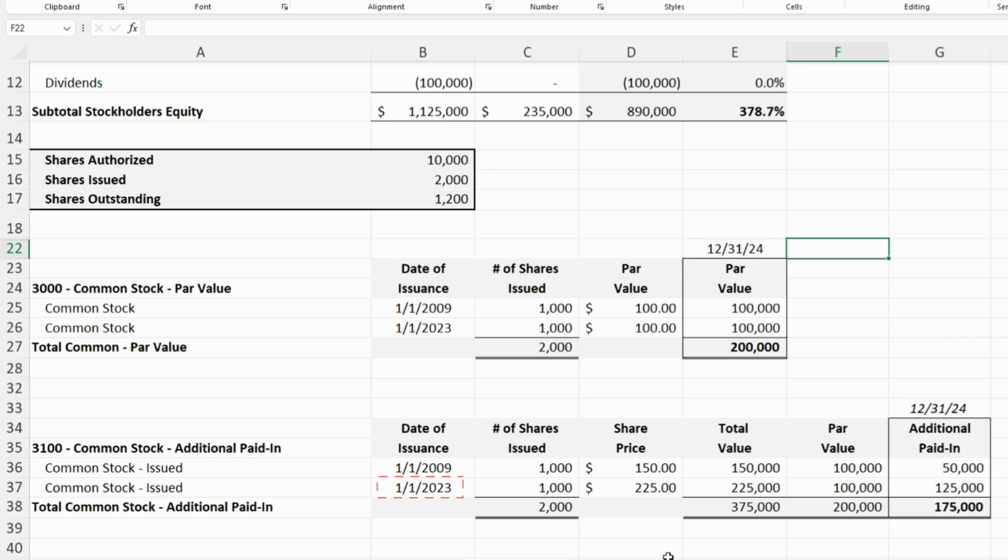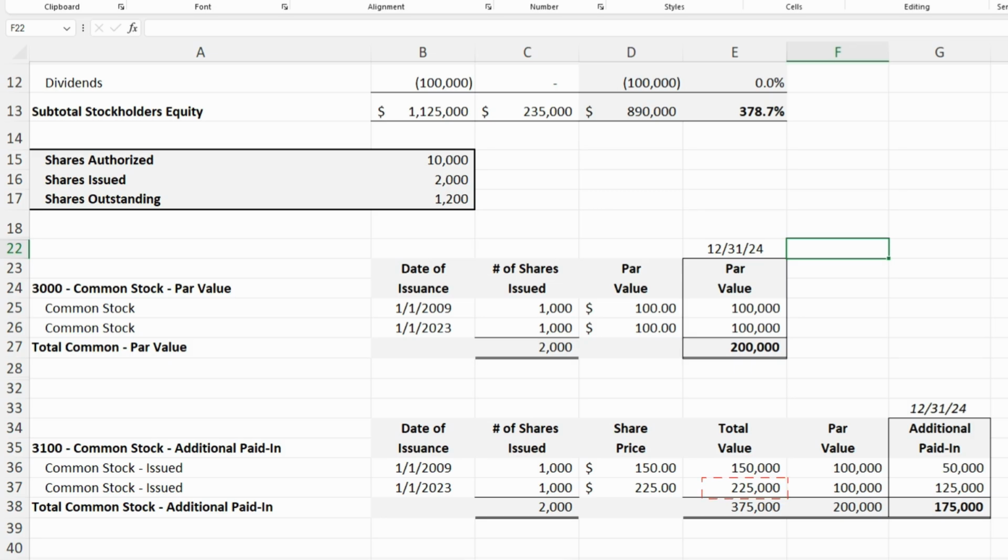So let's just run that back for 2023. We issued 1,000 shares again. The par value stays the same. It does not change. It's $100 a share. The par value is $100,000. But the stock price we sold these shares for was $225, $125 over the par value. So still issuing 1,000 shares. We raised $225,000 in this share issuance.